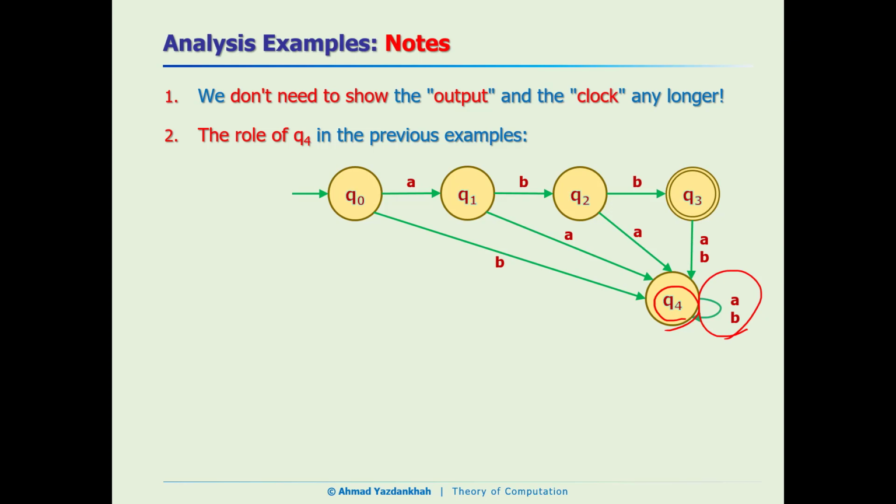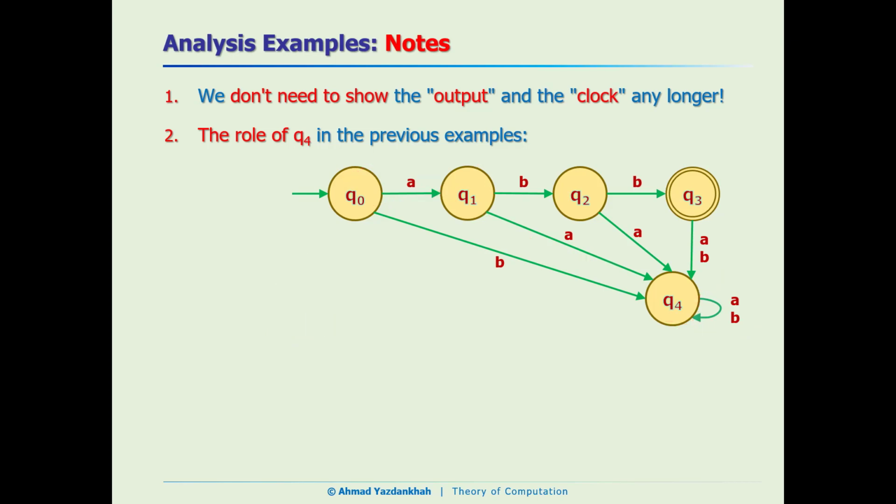If a string, let's say, starts with A, the machine goes from here to here. Now after that, instead of B, let's say it has another A. Again, the machine goes this way. AA goes this way, and AA will be rejected. AA, let's say B, will be rejected. AAB will be rejected, and so forth. Anything with AA will be rejected.